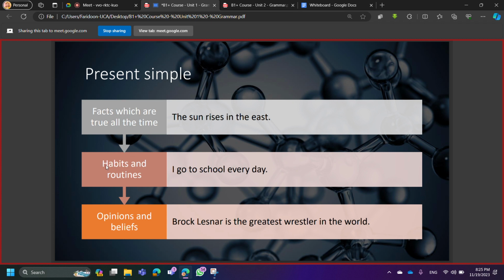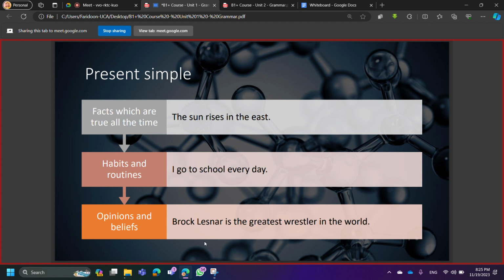Present simple can also talk about habits and routines. For instance, I go to school every day, or she drives her car every Friday, or whatever, like whatever kind of routine or habit you want to say. And the last one is kind of like an opinion or a belief. If you're talking about your opinion or an idea you have, it can also be present simple. For instance, Brock Lesnar is the greatest wrestler in the world. Now, this is your opinion, this is your belief system, let's say, so you can use present simple for that.